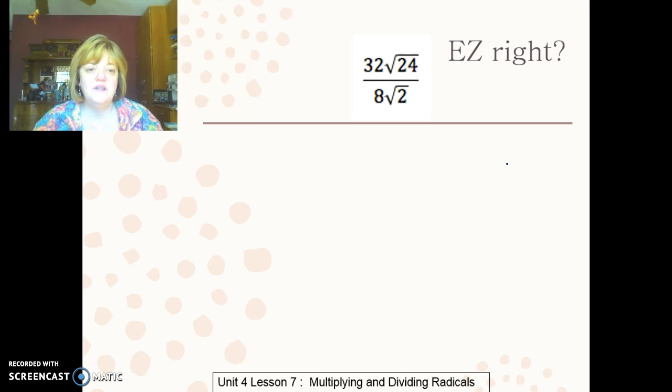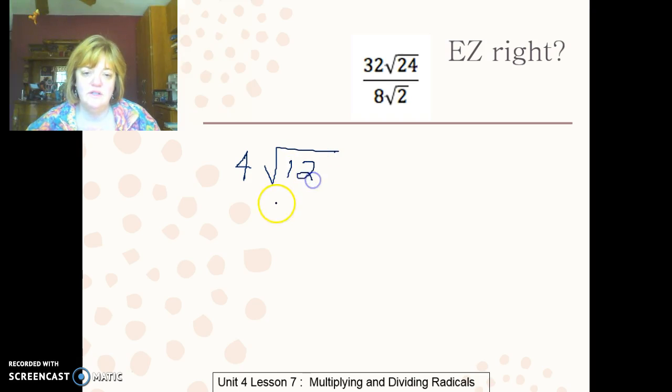All right, now we've done multiplying. Let's step right on to dividing. This should be easy, right? 32 square roots of 24 divided by 8 square roots of 2. So 32 divided by 8 is 4. 24 divided by 2 is 12. One more time, finding the simplified radical under there.